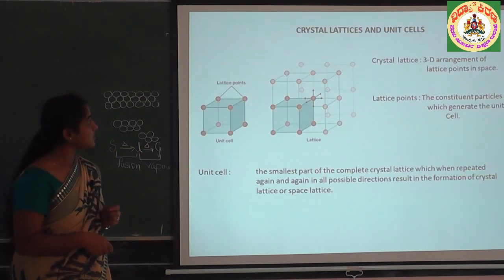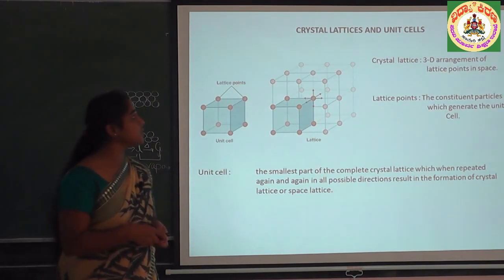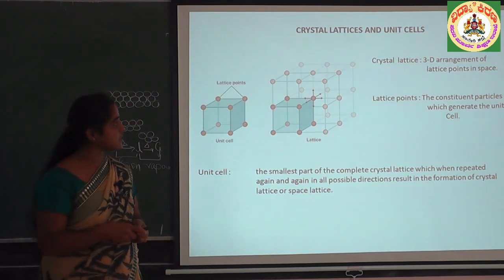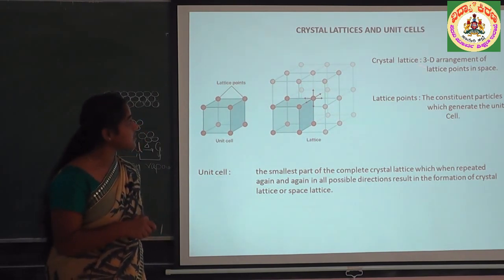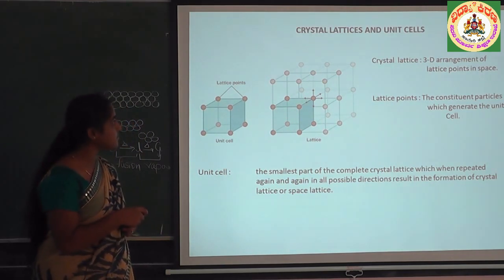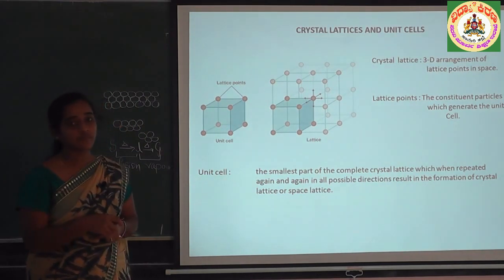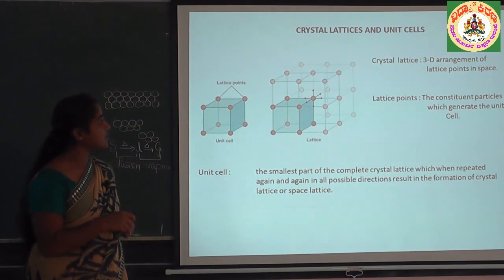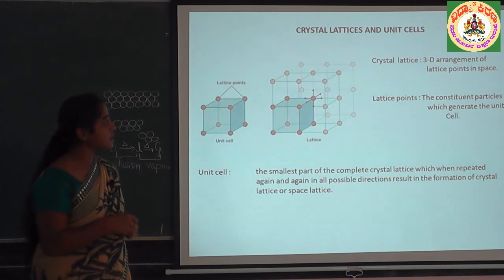Okay. Then this is a very important topic: crystal lattice, or we call them unit cells or space lattice. Both are the same. Crystal lattice is nothing but the space lattice. Then the question comes, what is a crystal lattice? A crystal lattice is a 3D arrangement of lattice points. Here the red circles we call lattice points. What do they represent? They represent the positions of the constituent particles.